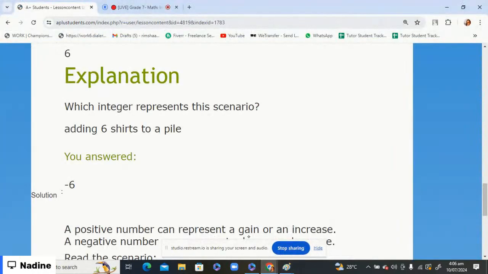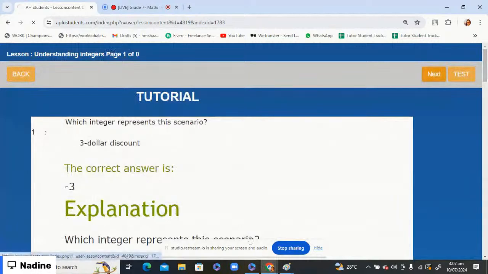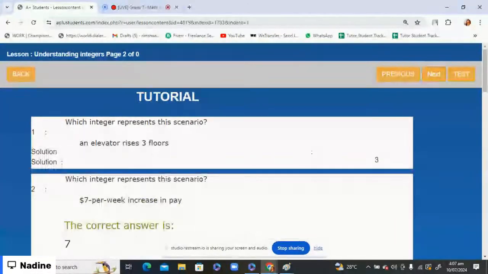So now let's discuss some other questions. Look at the question here. They are asking which integer represents the scenario: a $7 per week increase in the pay.